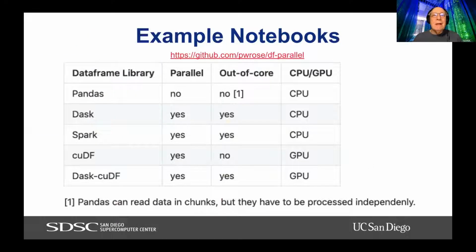Okay, so I created an example Git repository for this webinar. It's called DF Parallel, for parallel data frames. And we're going to have a few notebooks where we read a large data set, first using Pandas, Dask. I didn't mention Spark. Spark is another distributed framework for running large data frames. Then we run CUDA-DF, which runs on GPU, and Dask CUDA-DF, also running on GPU.